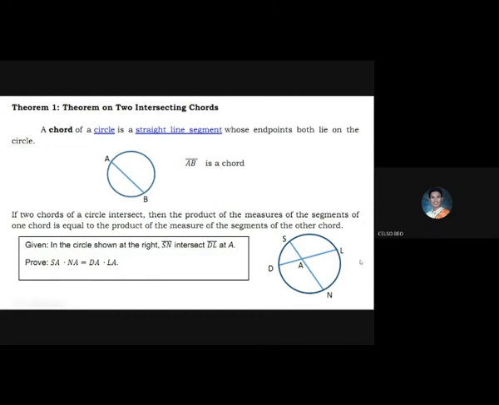For example, here I have chord DL and chord SN. The product of segment SA and segment NA is equal to the product of segment DA and segment LA. It means if we multiply both segments of the given chord, this is equal to the product of the segments of the other chord. Okay, so let's have an example here.